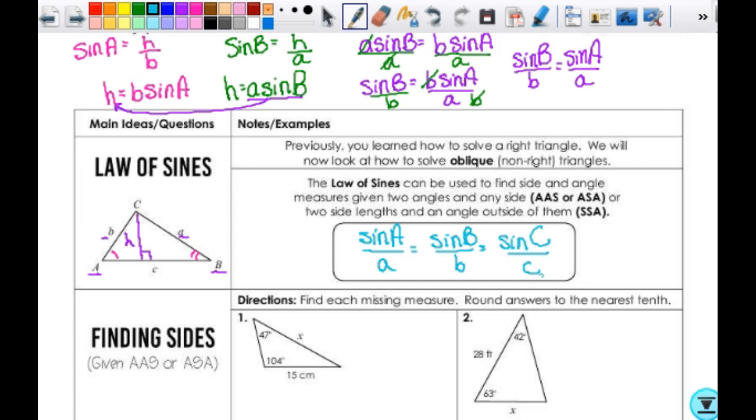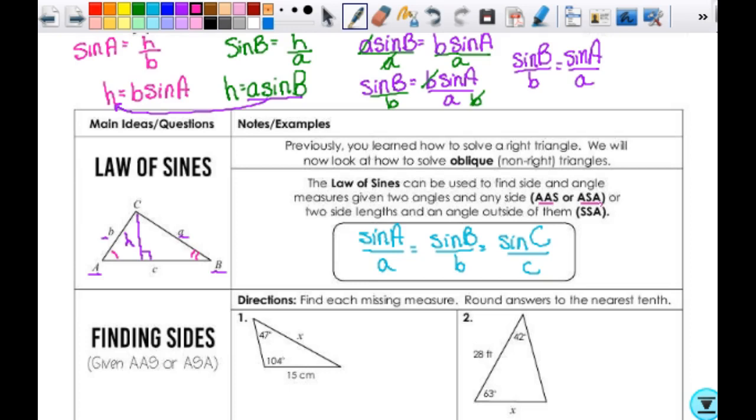Okay. All right, so when we do law of sines, there's also law of cosines, which we will get to. We're using some properties from geometry, when we found congruent triangles. It says the law of sines can be used to find the side and angle measures given two angles and any side. Basically it's the application of angle-angle-side or angle-side-angle, because if you know two angles and a side, then everything has to work out the same way for every triangle that has those same two angles and side, because all those triangles should be congruent.